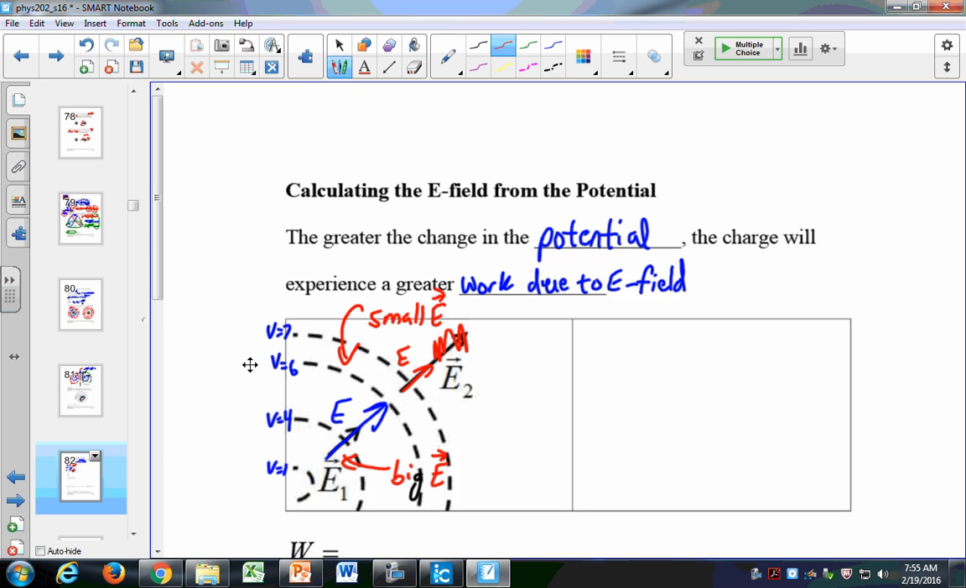Yeah, Cody? All your volts go the other way, wouldn't it start being smaller at the outside? You're right. Yeah, I'm sorry. So it should really be, what? Okay, like 7, 1. Y'all see what he's saying? Okay. All right. So when the potential changes a lot, the E field is bigger.